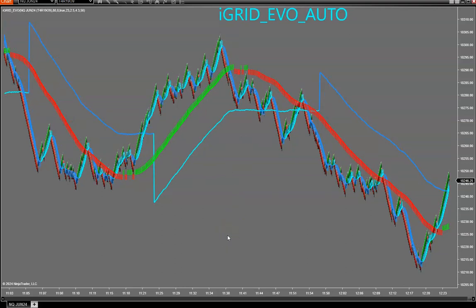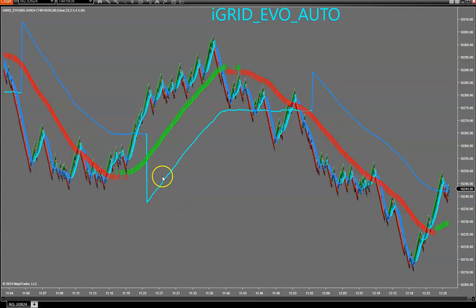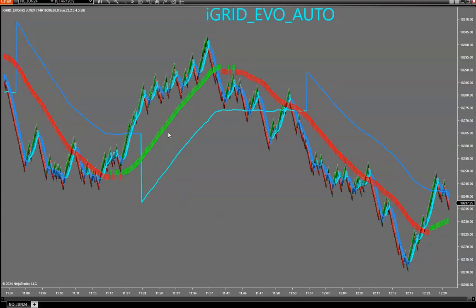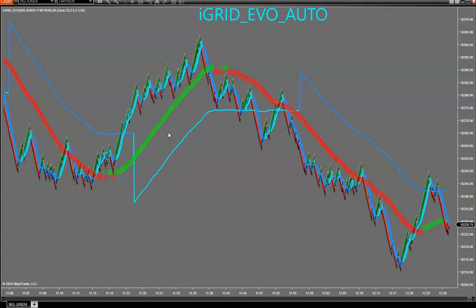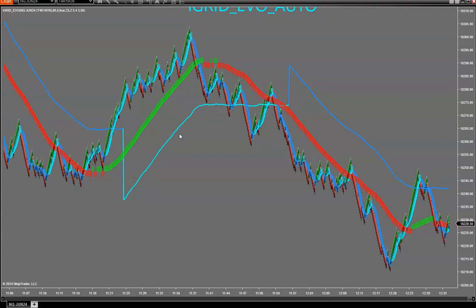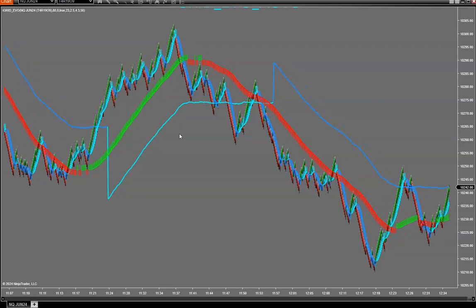So the iGrid Evo has a lot of adjustability. We have multiple axes of adjustability. We can adjust both of our unique smooth Heikin-Ashis. We can select the type of math we use in the smoothing. So this is an indicator that has what I call numerous or multiple ways for stability.